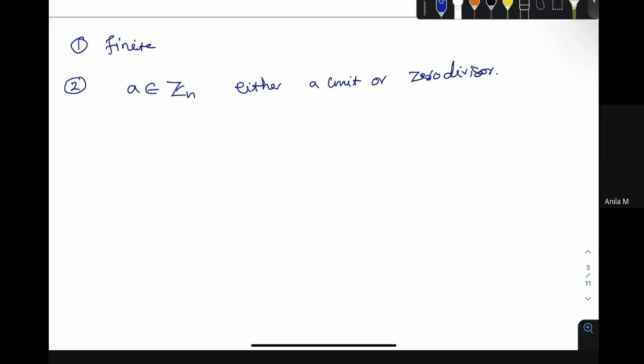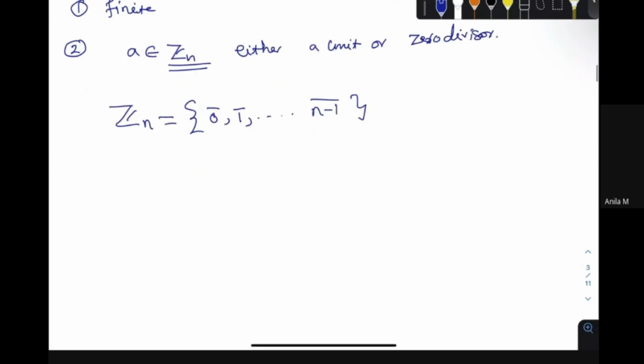A belongs to Z_n, either a unit or a zero divisor, right? So how to prove that? The beauty of this particular ring is that it is very visible and concrete: 0 bar, 1 bar, up to n minus 1 bar. Here the addition operation is called modulo n. What is the addition operation? I add them. For example, in Z6, I add 2 and 3, it will give me 5, and the elements are 0, 1, 2, up to 5.